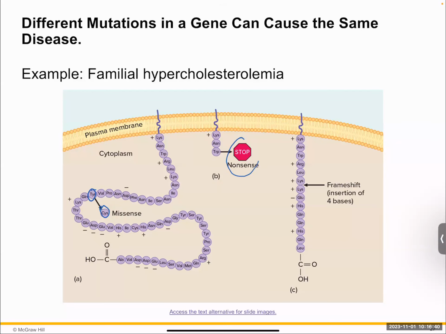You have another example, which is nonstop. The protein is much shorter than what it's supposed to be. And then in this case, you have added 4 bases or 4 nucleotides to the sequence. So the sequence of the amino acids looks different in that region, I should say. Now, regardless of which of these mutations you have, the final result is a receptor that is not functional, and therefore causing the medical condition.